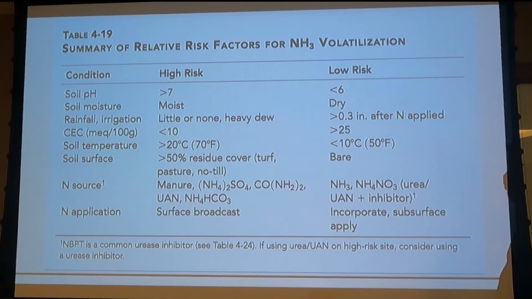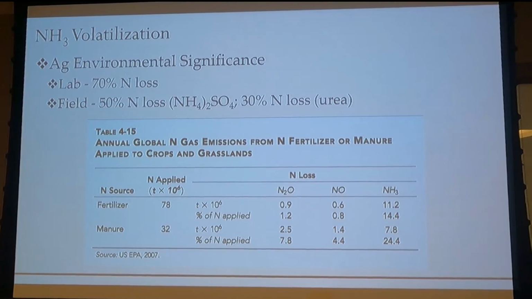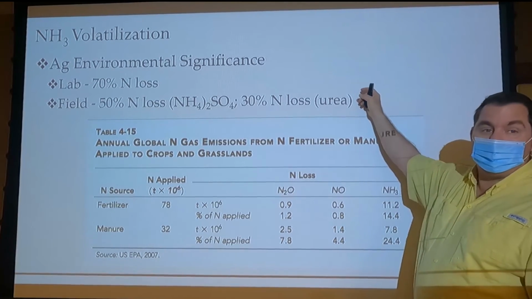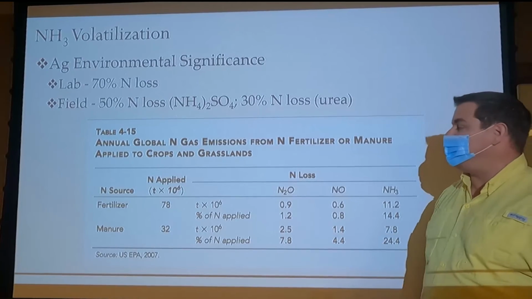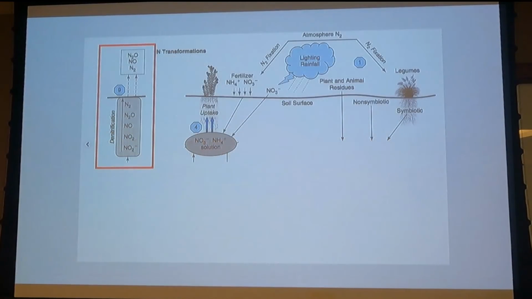This is probably something that is more for your reference and information to look back and go, how come I applied this fertilizer and nothing happened? Depending on the source, you can get 30 to 50% of nitrogen loss, and so it's important to understand those things before you go applying fertilizers.